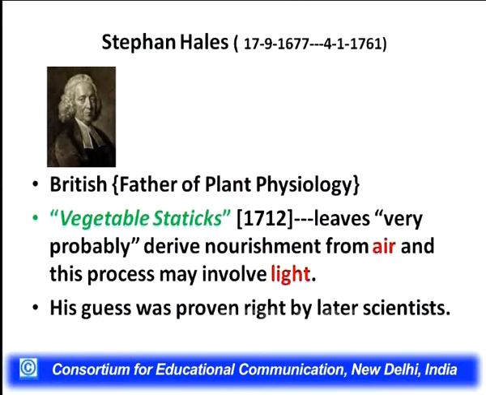Then came to the scene the British Stephen Hales. Incidentally, Stephen Hales was the person who gave the term root pressure, and he is also considered as the father of plant physiology. He had his very famous book Vegetable Statics in the year 1712, wherein he made a very bold statement. He said very probably the plants or the leaves, they derive their nourishment from air, and this process may involve light. So that means we have now 4 ingredients: water, soil, air and now light.